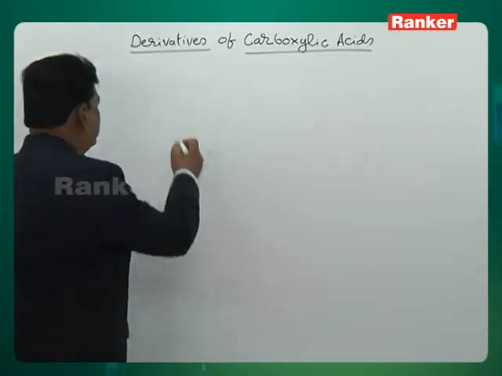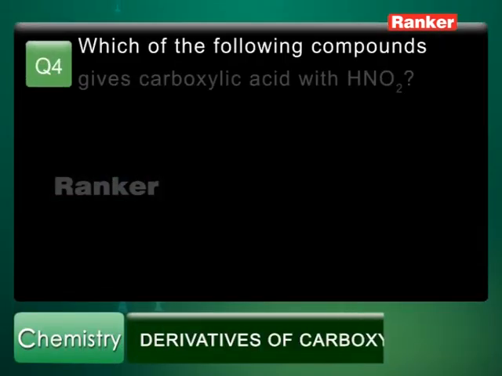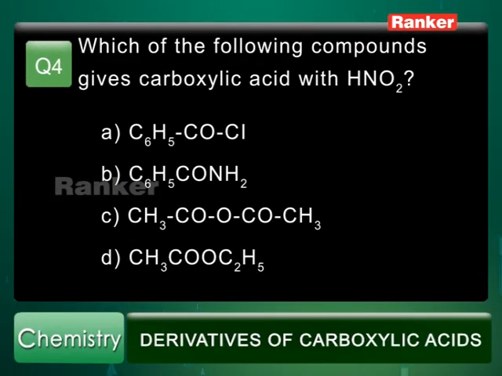Let us go to question number 4. The question is, which of the following compounds gives carboxylic acid with nitrous acid, HNO2? Option A is benzoyl chloride. Option B is a benzoic acid amide, benzamide. Option C is acetic anhydride. Option D is the ethyl ester of acetic acid, ethyl acetate.